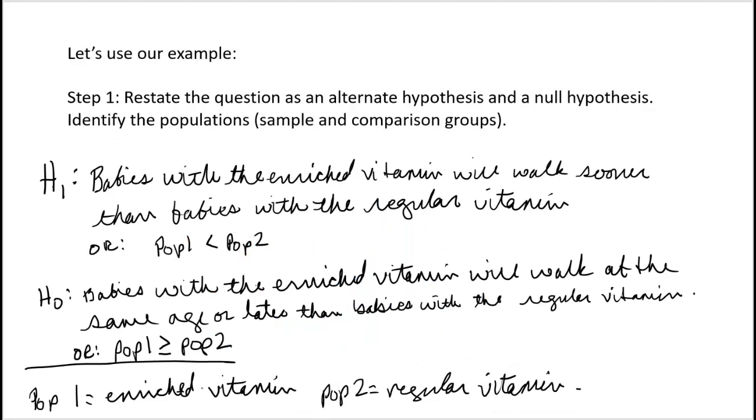First step, we recognized that the babies that have the enriched vitamin will walk at the same age or later than the babies with the regular vitamin if the null hypothesis is true. By the way, I recognize I made an error earlier. I think that this said enriched. It should say regular, and I've made that change. So the null hypothesis is that babies with the enriched vitamin will walk at the same age or later than babies with the regular vitamin.